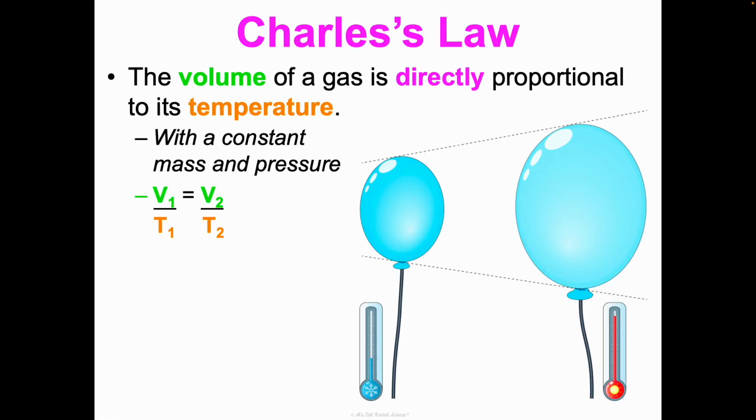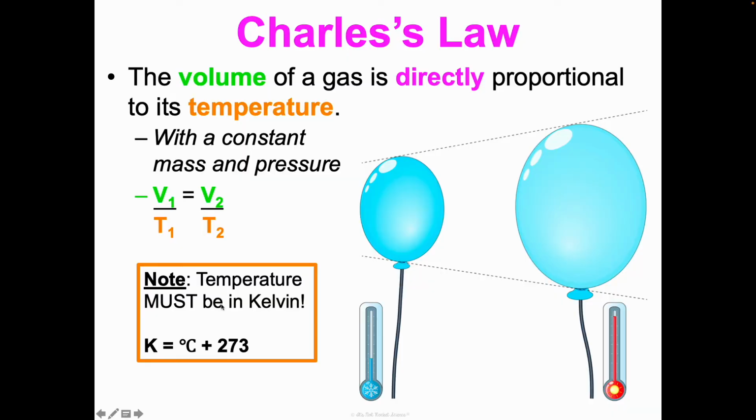So the equation that represents this is V1 over T1 equals V2 over T2, with V1 and T1 being the initial volume and temperature conditions, V2 and T2 being the changed volume and temperature conditions. Now, something really important here is that for this equation to work, temperature must be in Kelvin. So if you're given the temperature in Celsius, you have to convert it first. And this is the equation on your reference sheet that you're going to use. All right, that's really important.